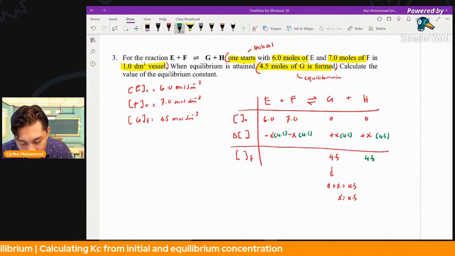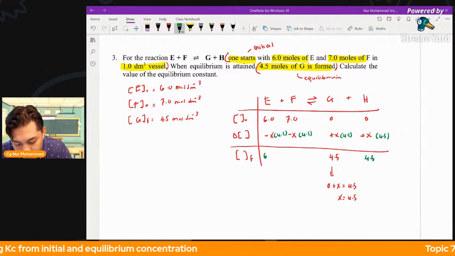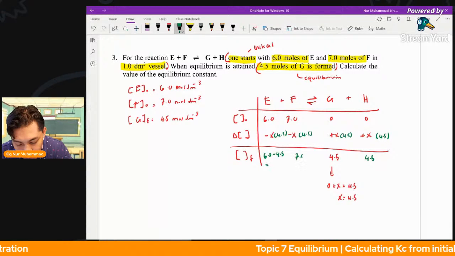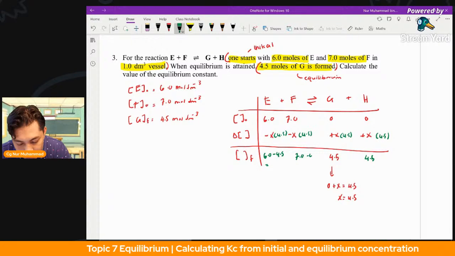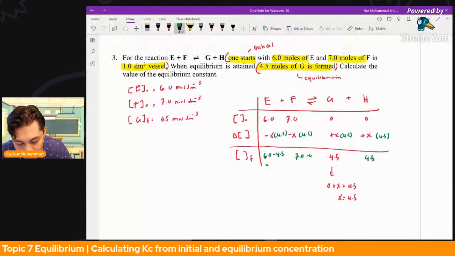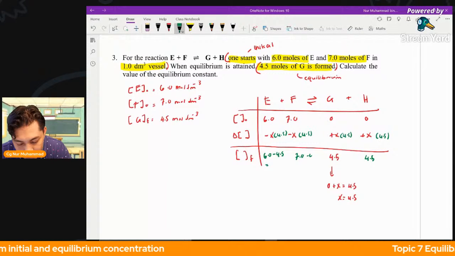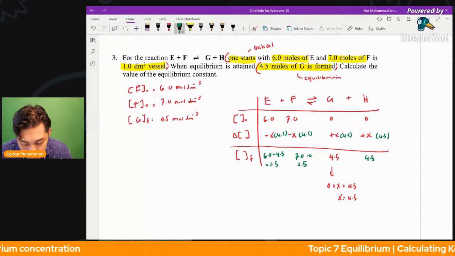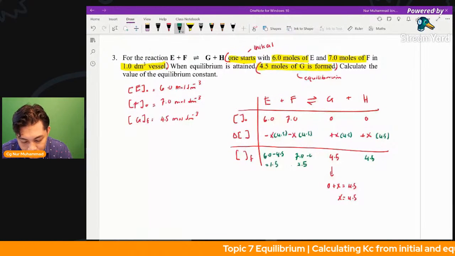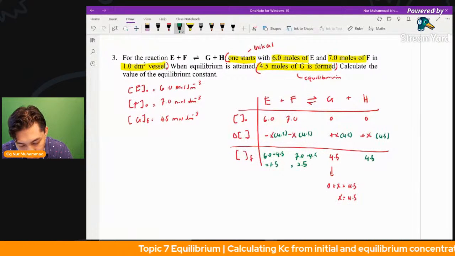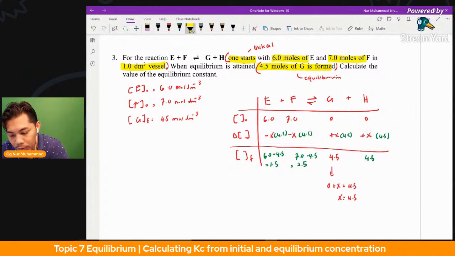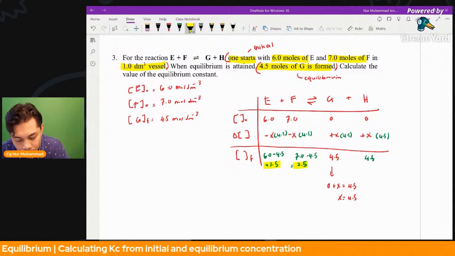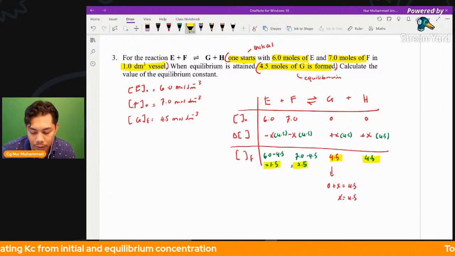Okay, for E, 6.0 minus 4.5, what do you get? Okay, 1.5, and for F, 2.5, correct? Okay, 1.5 and 2.5. And this one is 4.5. Can you see? So this is the final concentration, or the concentration at equilibrium.